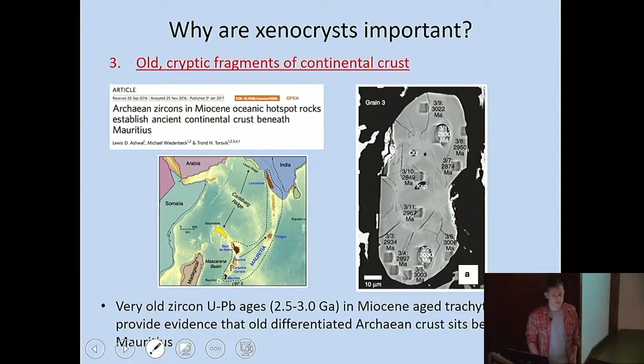Another example, something we're all very familiar with, is Lou Ashwal's work. We saw the GeoTalk on this last month, and that is that if we find Archean zircons in very young lavas, then we can infer that there is old differentiated continental crust beneath the source of where that magma came from. And we can track cryptic old pieces of continental crust from prior extensional events.